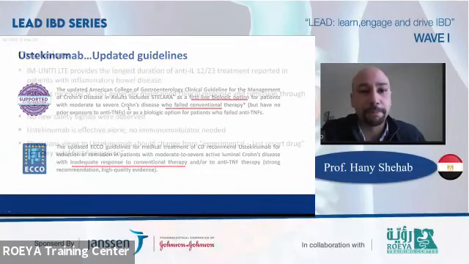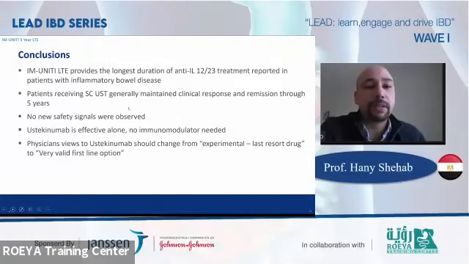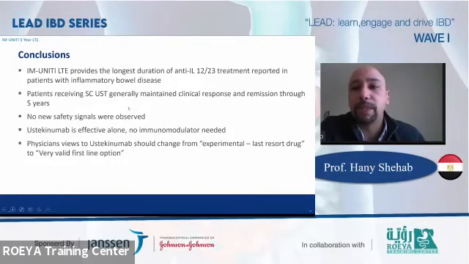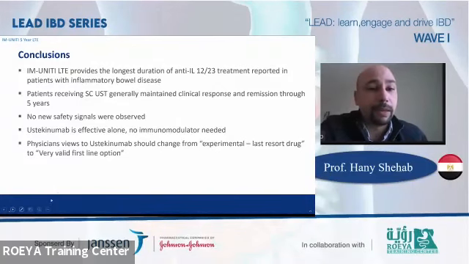So in conclusion, this well-designed study provides the longest duration of an anti-interleukin 12-23 treatment reported in patients with inflammatory bowel disease. Patients receiving subcutaneous ustekinumab generally maintained clinical response and remission throughout the 5 years of follow-up. No new safety signals were observed, as expected with this molecule. And it's very important to know that ustekinumab was effective alone with no immunomodulator addition needed.